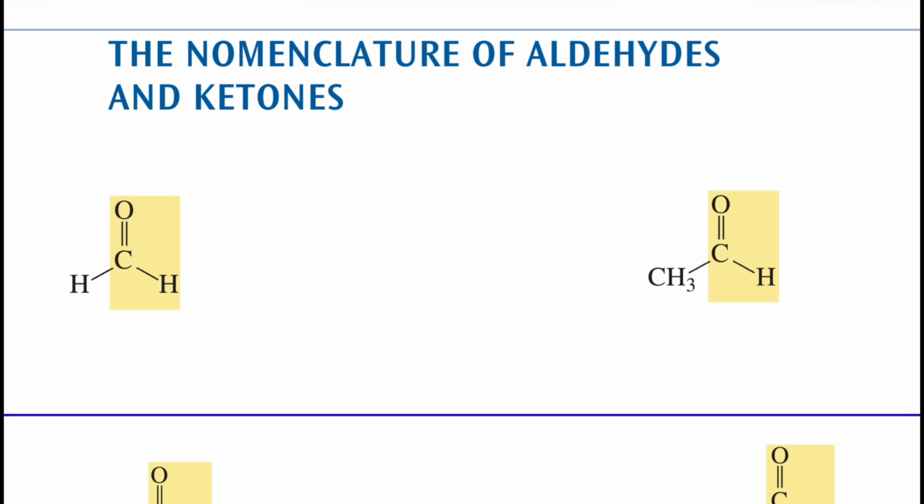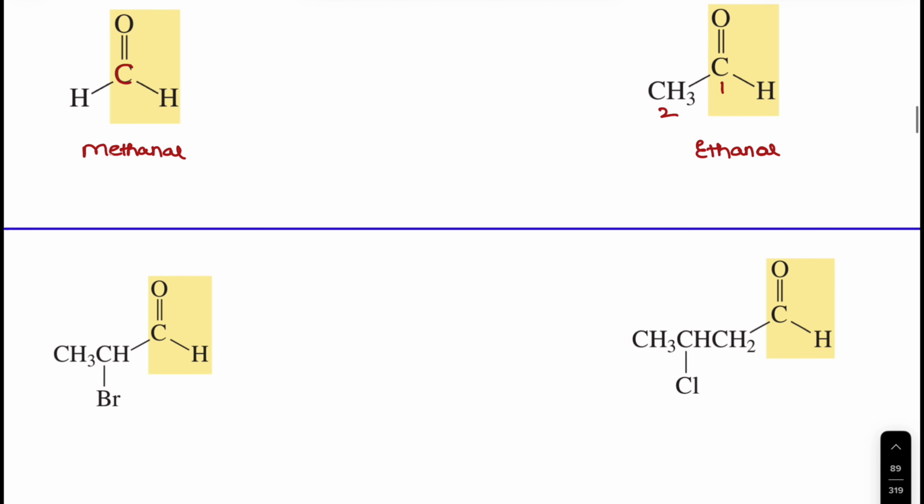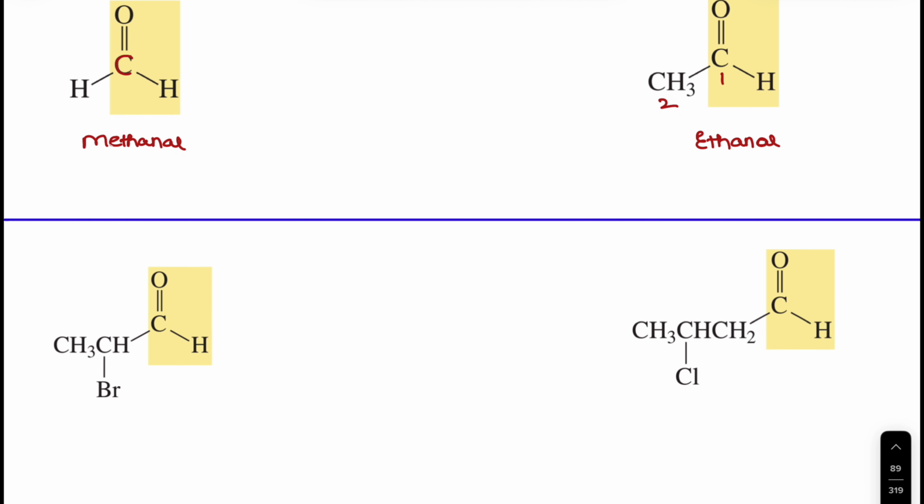So let us move on to the first example. Here it is an aldehyde functional group. Only one carbon atom is present. Root word is meth, ane, al, methanal. And here there are two carbon atoms. Therefore, the root word is eth, ane, al, ethanal. It is a chain terminating functional group. Therefore, need not to indicate the position of that aldehyde, because it is always at the first position.